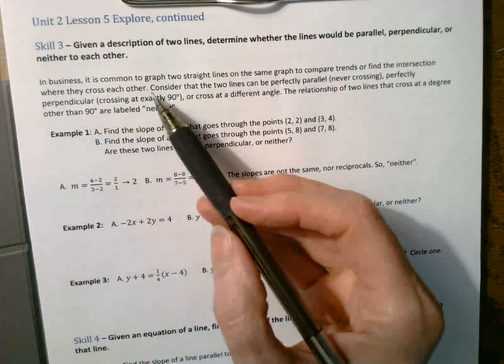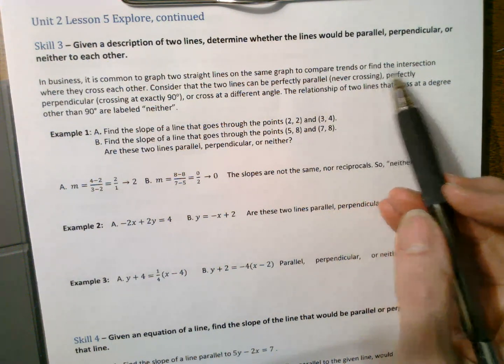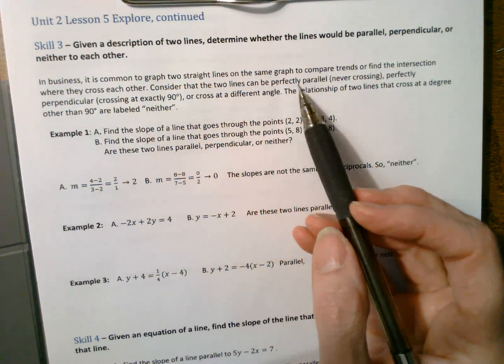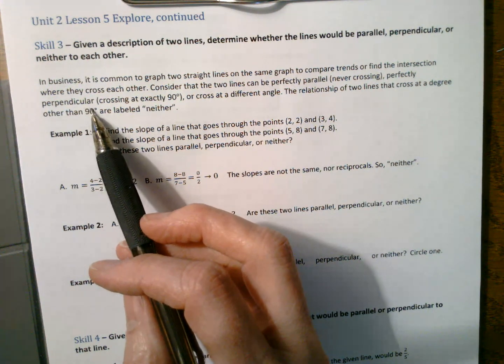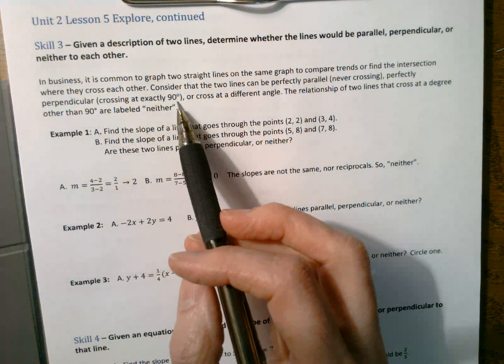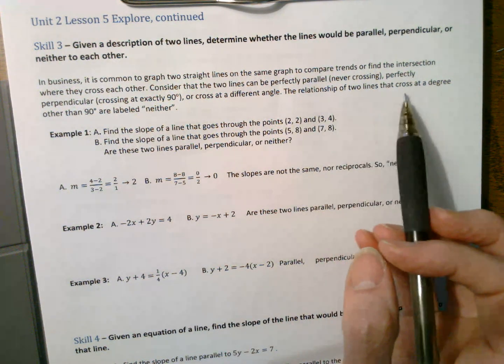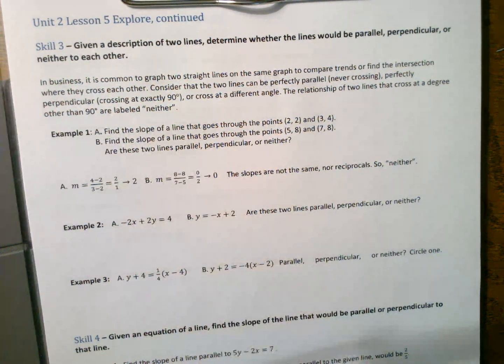In business, it is common to graph two straight lines on the same graph to compare trends or find the intersection of where they cross. Consider that two lines can be perfectly parallel, never crossing, perfectly perpendicular, crossing exactly at 90 degrees, or crossing at a different angle. The relationship of two lines that cross at a degree other than 90 is labeled neither. So we have parallel, perpendicular, and neither, the three ways they classify the way two lines can cross on the same graph.